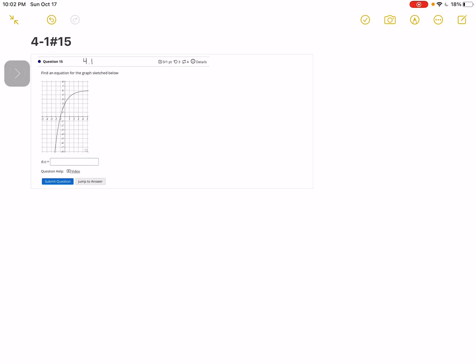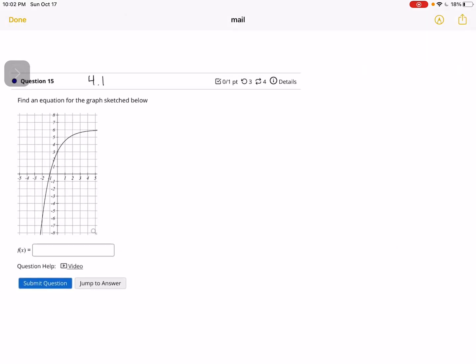Okay, we've got a problem here. It's for one number 15. I'm trying to find the equation of the graph of the sketch below. So we make it a little bigger there, and I'll go back down to regular size.